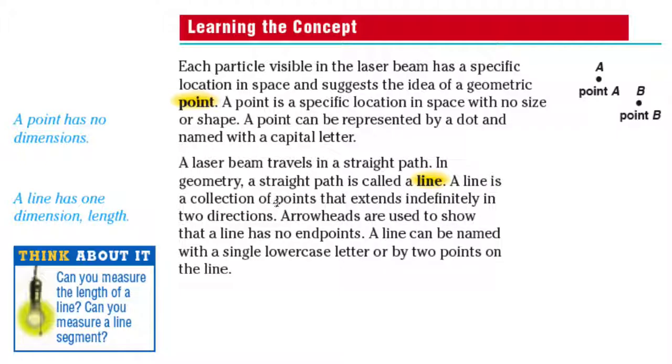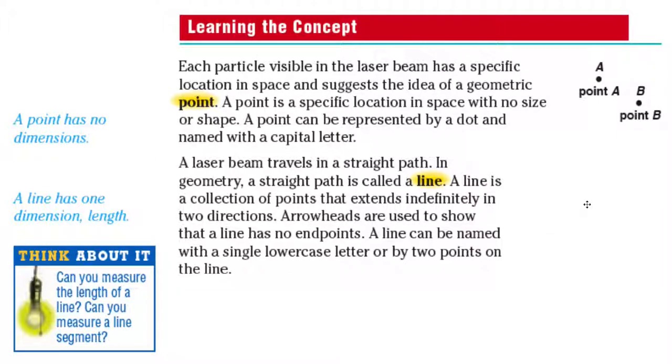A line is a collection of points that extends indefinitely in two directions. Arrowheads are used to show that a line has no endpoints. A line can be named with a single lowercase letter or by 2 points on the line. A point has no dimensions. A line has one dimension, which is length. When you talk about the dimensions, for a line it is length, and for a point, there is none.